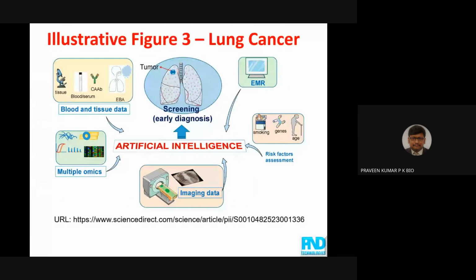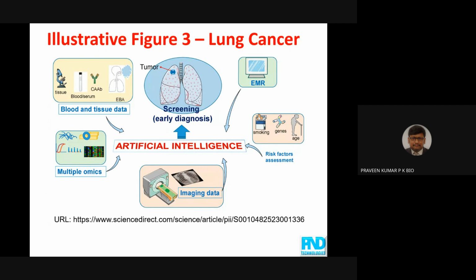And this is another figure from another journal paper on diagnosis of lung cancer. How can this lung cancer be detected? Obviously we can use multiple omics, that is proteomics, genomics, transcriptomics, interactomics. All these things can also be used for early diagnosis, because all this omics data is present in biological databases. Nowadays, it is easier for us to screen initially.